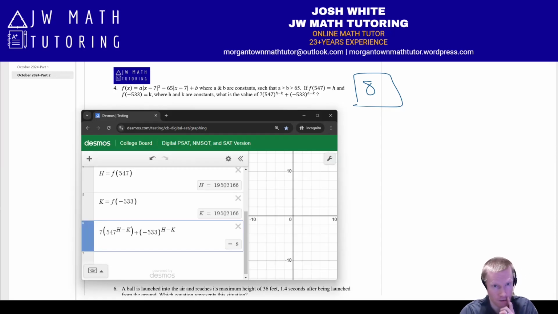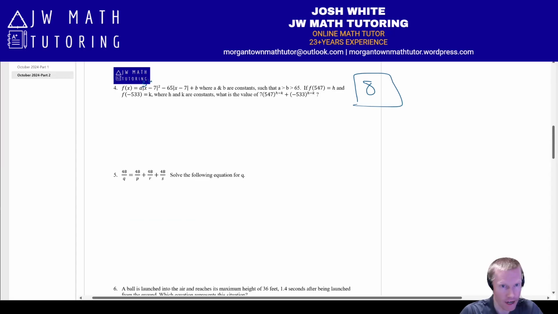Now, here's the theory behind this, or here's what's actually going on. Basically, when you plug in 547 for x in these, inside the absolute value, you get 540. Okay, and then the absolute value of 540 is just 540, and then it works out the problem based on what A is and what B is, and it gives you some number. However, when you plug in negative 533, negative 533 minus 7 is negative 540. But the absolute value then turns it to positive 540.